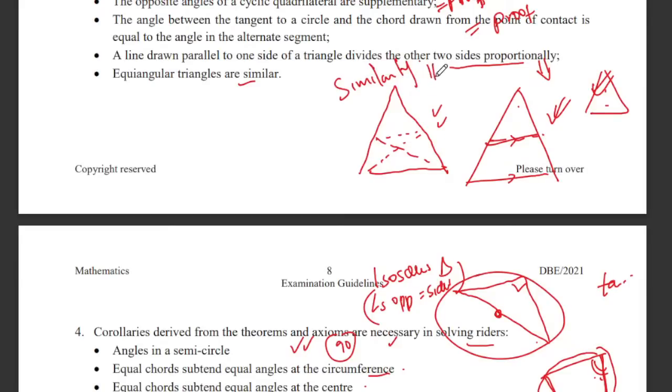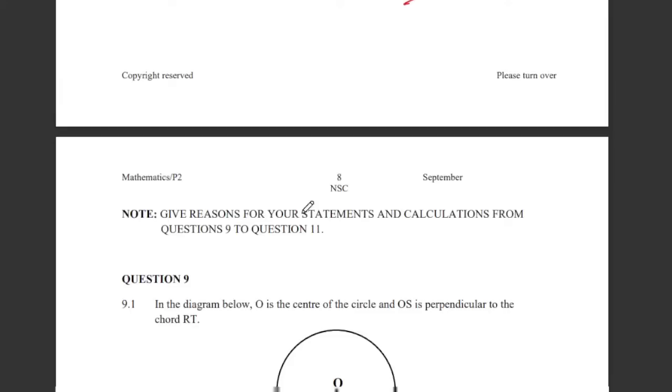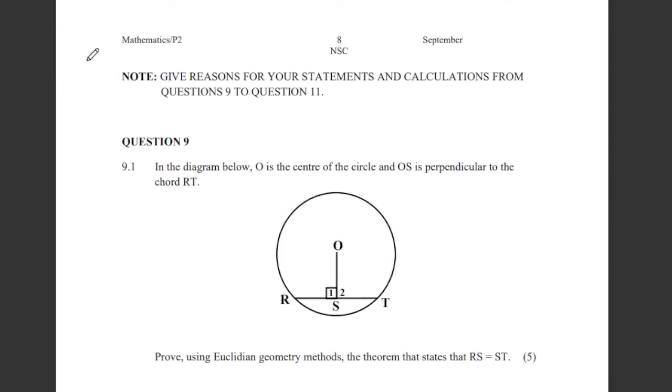Okay, so triangles will be similar if they have 3 angles that are equal to each other. In grade 12, we don't normally use the sides. Sides will be used after proving that the triangles are similar using the angles. Okay, so let's see. In the first question, in this case question 9, we always have to give reasons for the statements that we write.